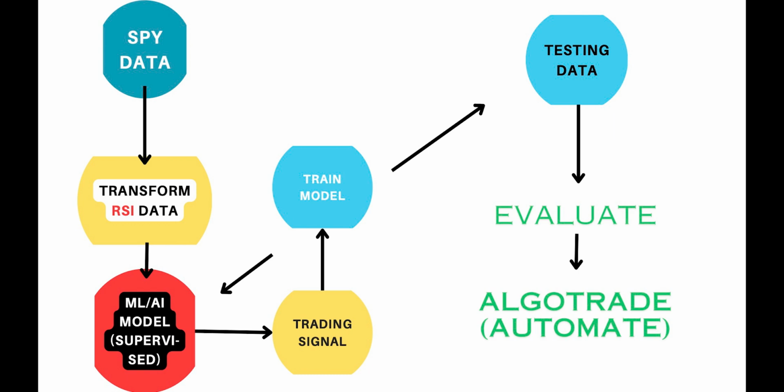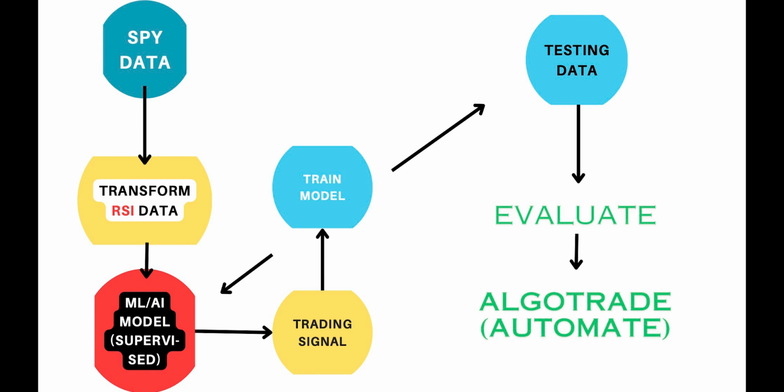We've got the data, and we've transformed it to a lower dimensionality. Now we can use this data and use a machine learning model to actually create a signal to enter and exit. So we can use a linear regression model, which comes under supervised learning.